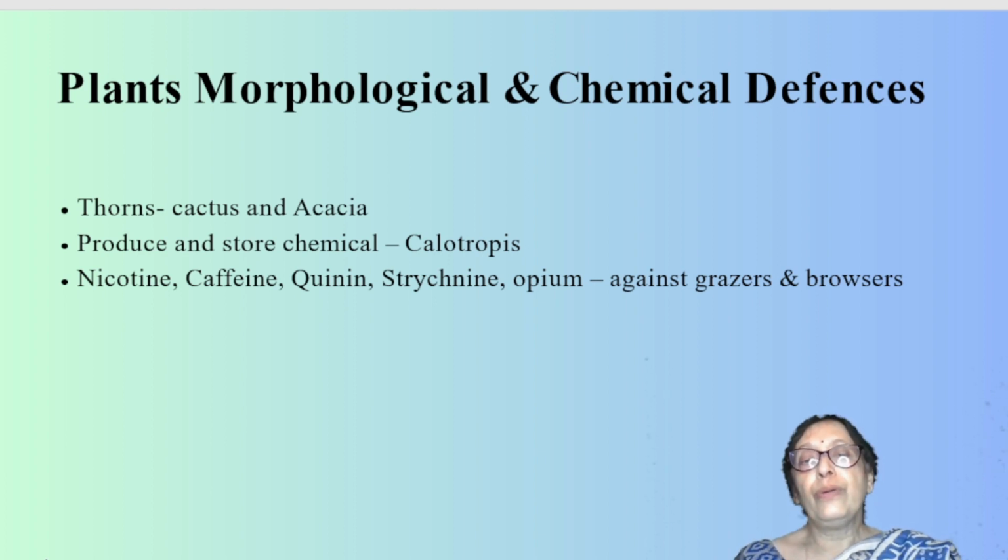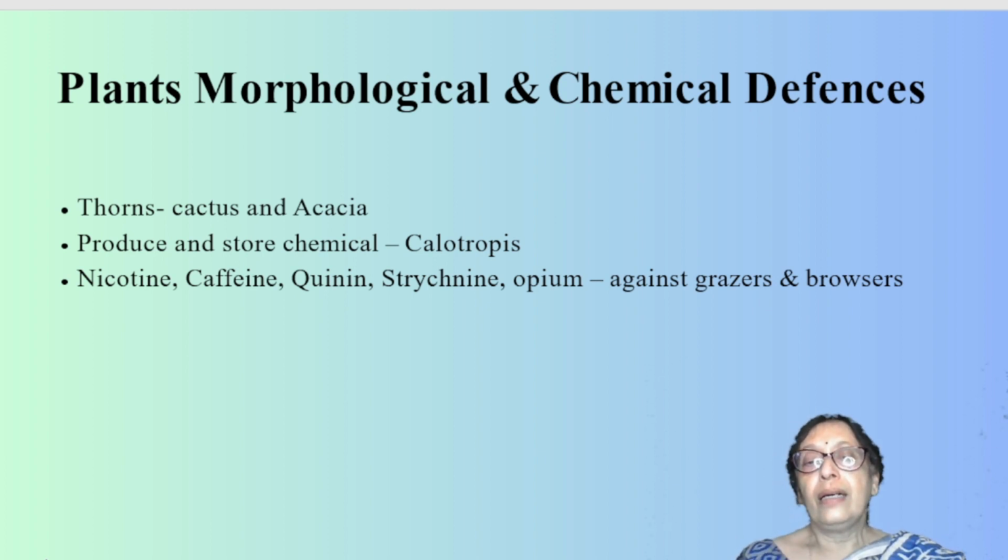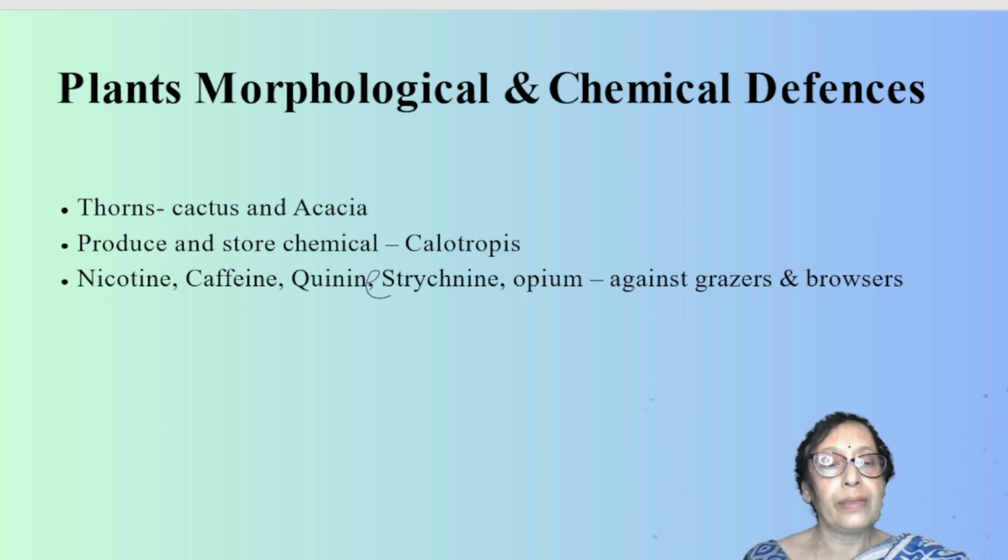They sometimes produce and store chemicals which are unhealthy for the predators. Plant products like nicotine, caffeine, quinine, strychnine, and opium are basically against the grazers and browsers. So these plants can save themselves from getting eaten up by the grazing animals.